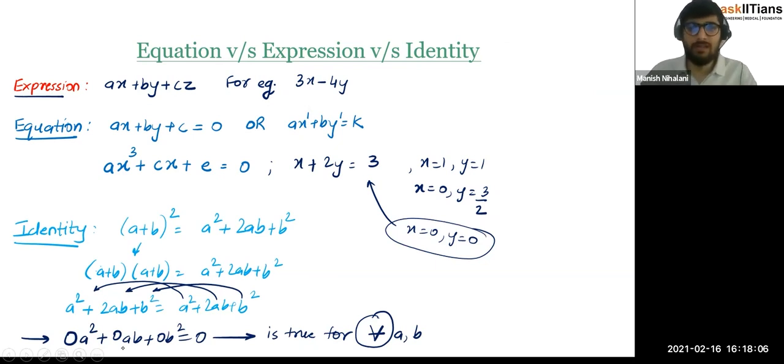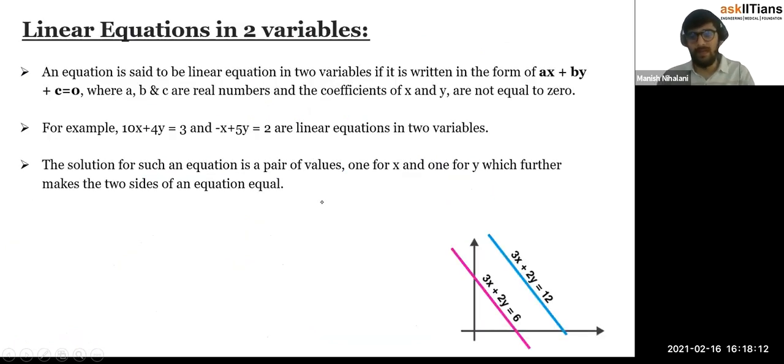I hope you all are understanding and this is clear. Let's now understand what we mean by linear equations in two variables. An equation is said to be linear if the degree, or the power of the variables, is 1.